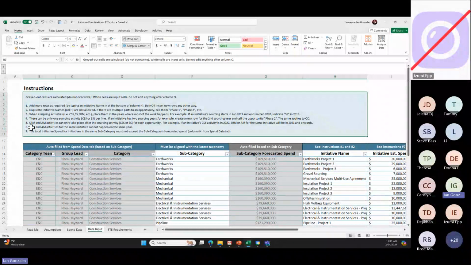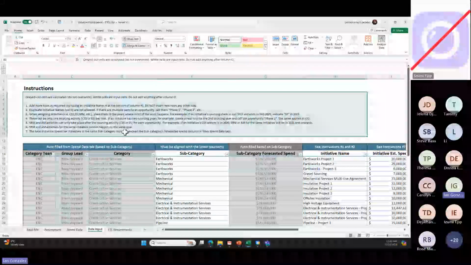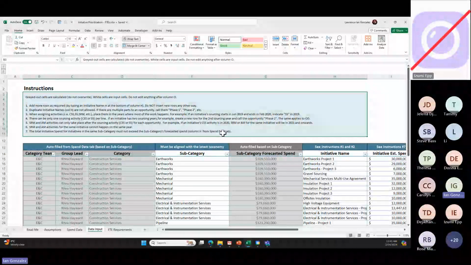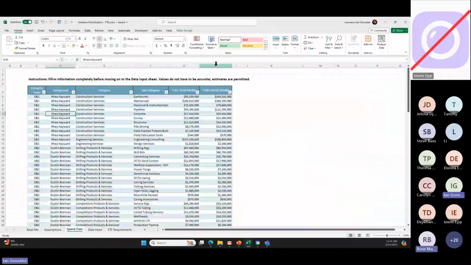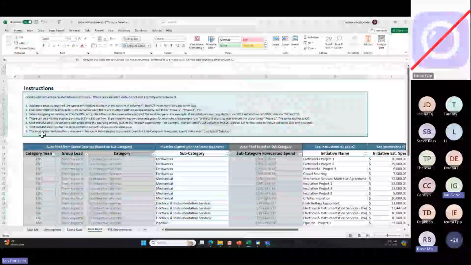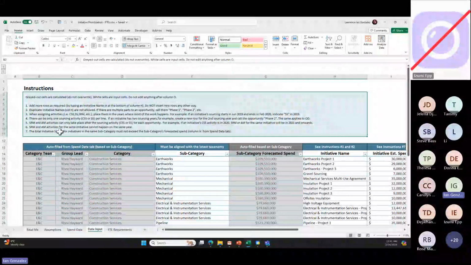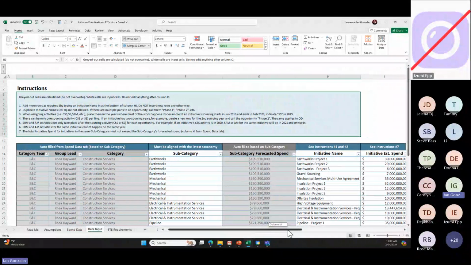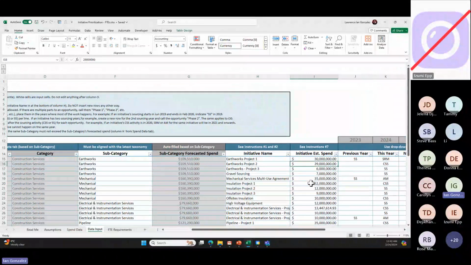The total initiative spend for initiatives in the same subcategory must not exceed the subcategory's forecasted spend, which is column H from the spend data tab. So that's what this forecasted spend here is. So what is the total initiative spend? Where is that? Here, estimated total initiative spend.